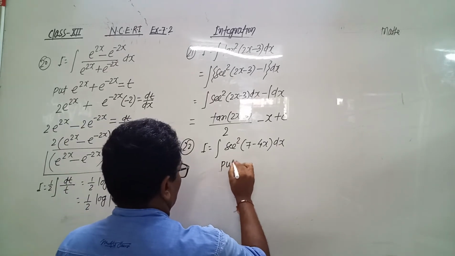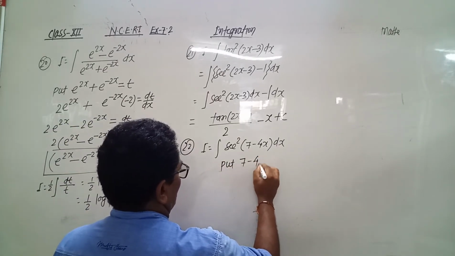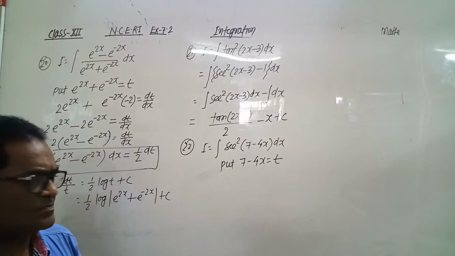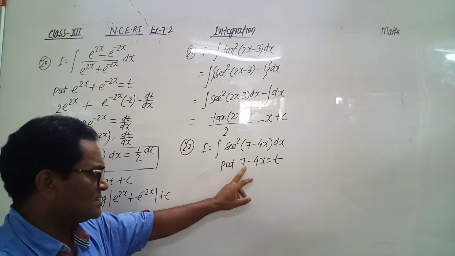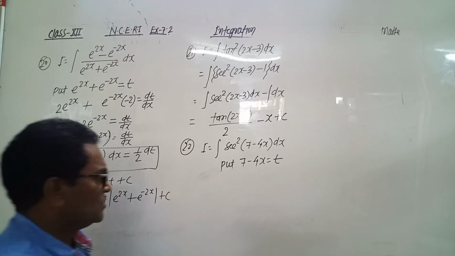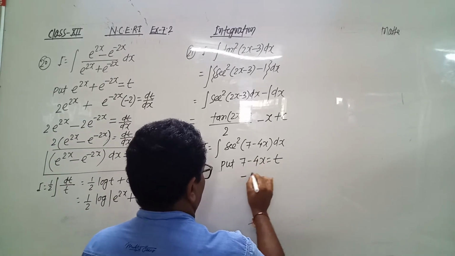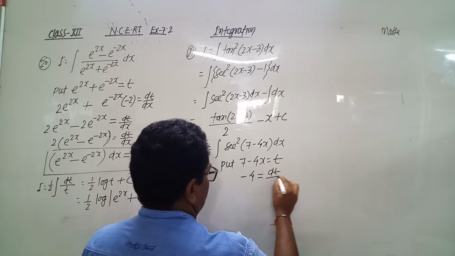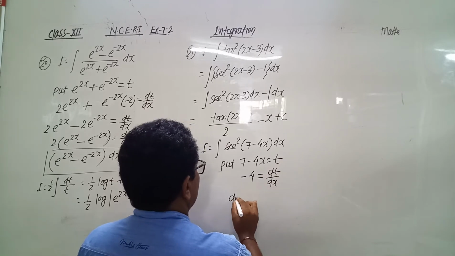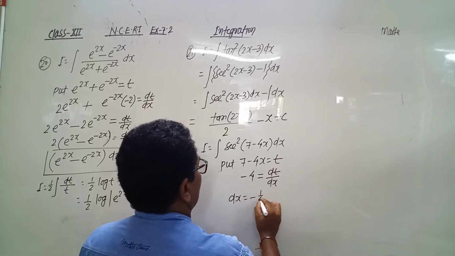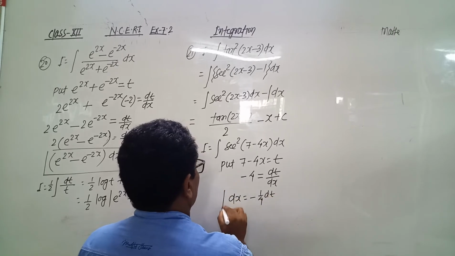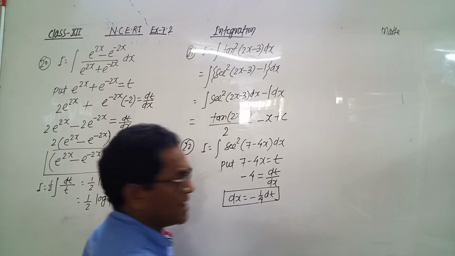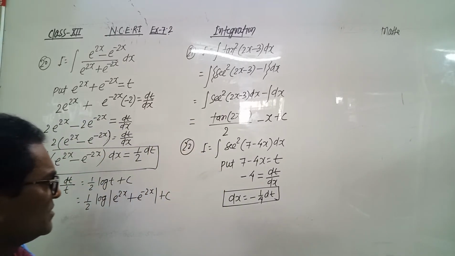Put 7 minus 4x equals t. Now differentiate both sides with respect to x. So differentiation of 7 is 0. Differentiation of minus 4x is minus 4. And differentiation of t is dt by dx. So dx equals minus 1 by 4 dt. We get the value of dx equals minus 1 by 4 dt.